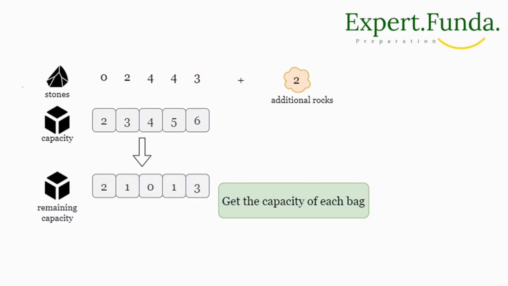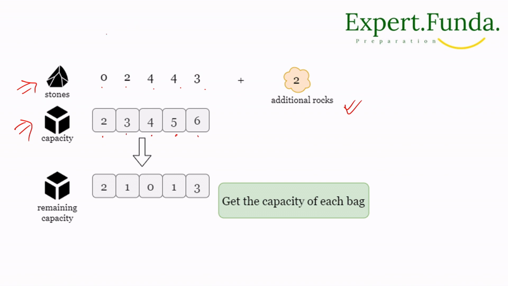We are talking about, we have given stones, we have given capacity, and this is our additional rocks, correct? So currently what we have is the rocks array 0 2 4 4 3. What is the current capacity we have? We have 2 3 4 5 6.